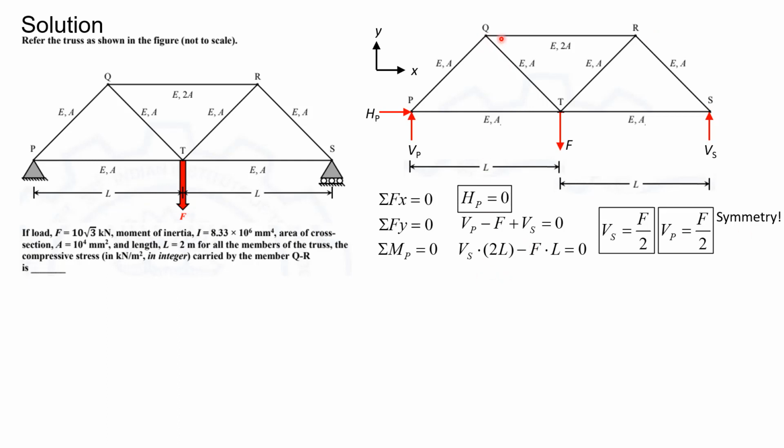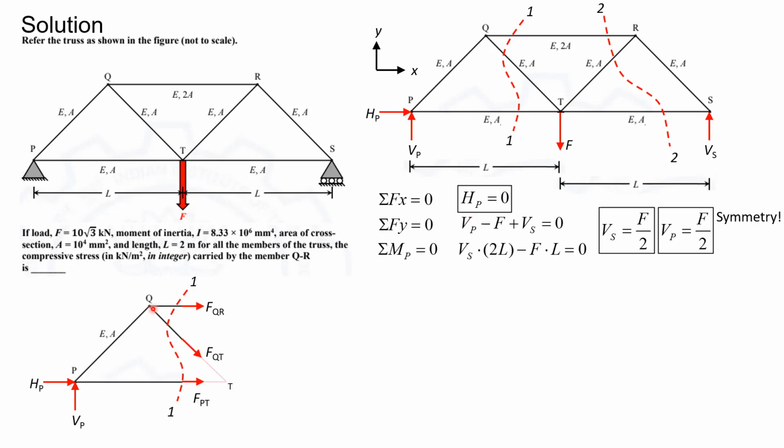Now, in order to calculate member QR, it is necessary that one of the members which our section cuts must be member QR. And going by the requirement that a section should cut at most three members, we can see that we have section 1.1 or section 2.2 at our disposal in order to solve this problem. It is to be noted that irrespective of which section we consider, the final answer would come out to be the same. Let us consider section 1.1.